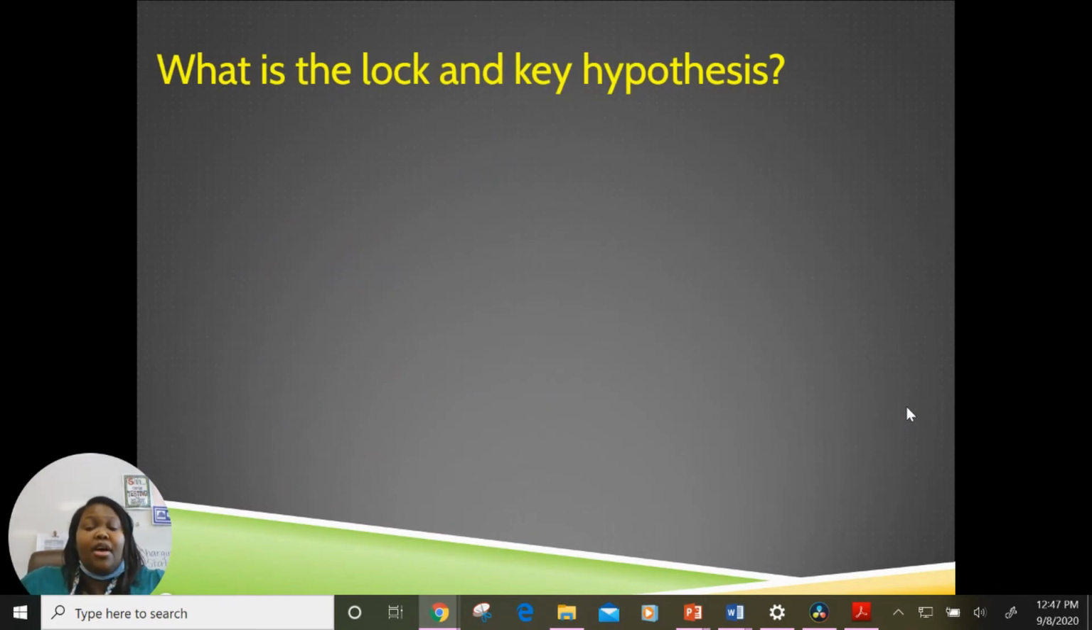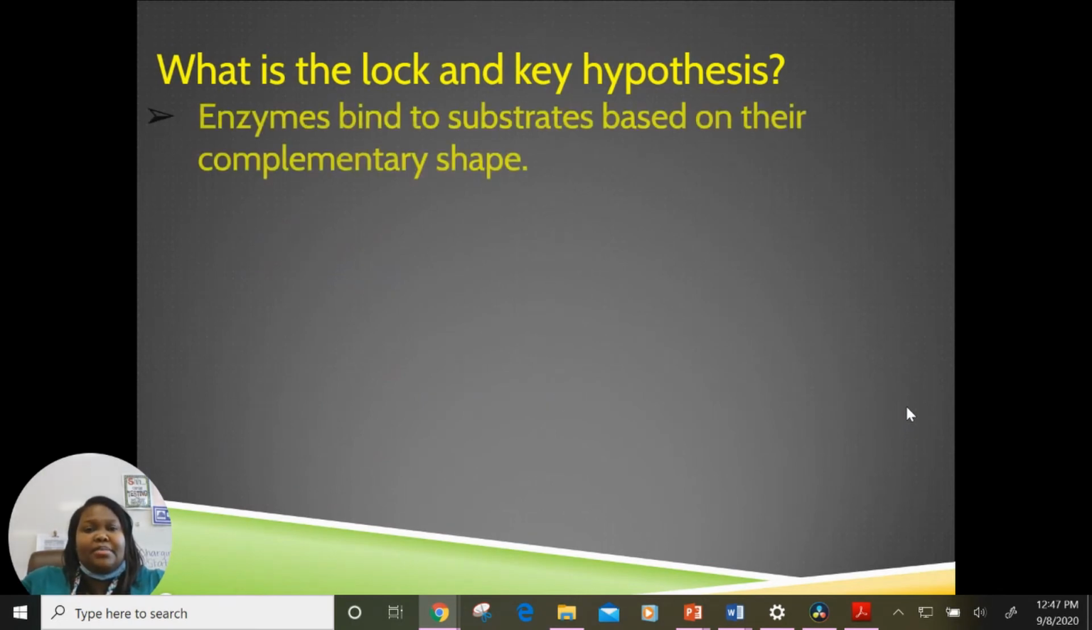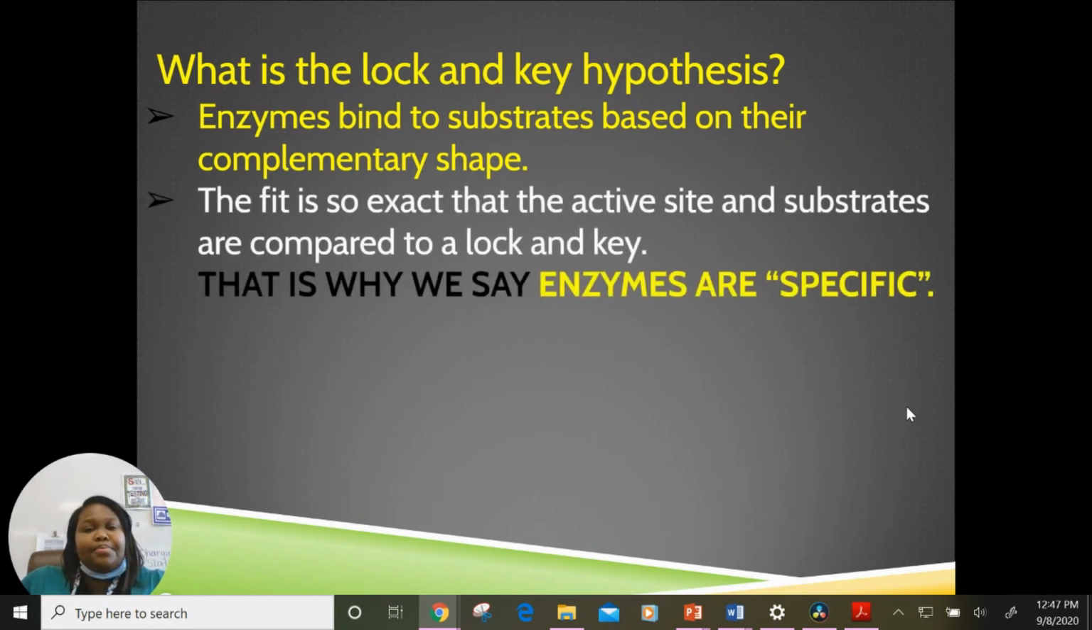Now we're going to talk about something called the lock and key hypothesis. Enzymes will bind to substrates based on their complementary shape. We just talked about that. The fit is so exact that the active site and the substrate are compared to a lock and a key. And this is what we mean when we say that enzymes are specific. That means every enzyme has its own substrate, and they're going to bind to that substrate only, and it's based on shape. Okay, they're specific to their substrate.